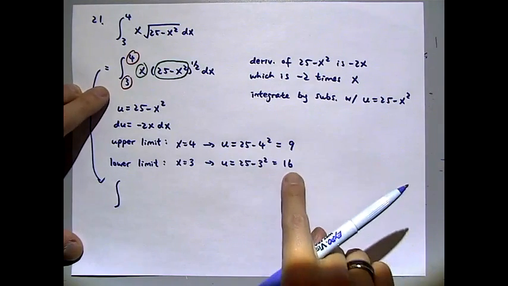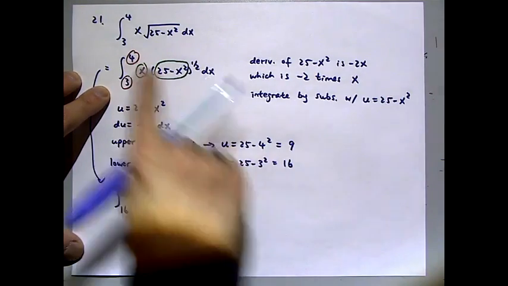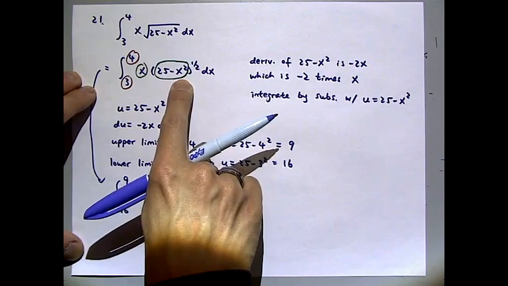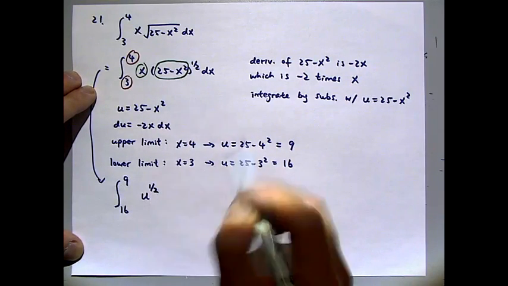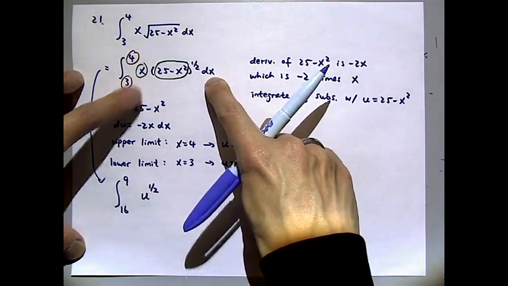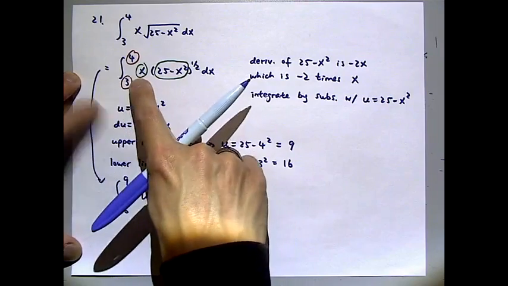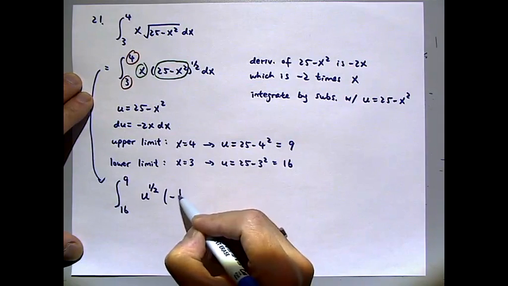Okay, so let's change things out. 3 turns into a 16. 4 turns into a 9. This guy is u to the 1/2. And then x times dx, minus 2x dx is du. If we just have x dx, then that's negative 1 over 2 du.